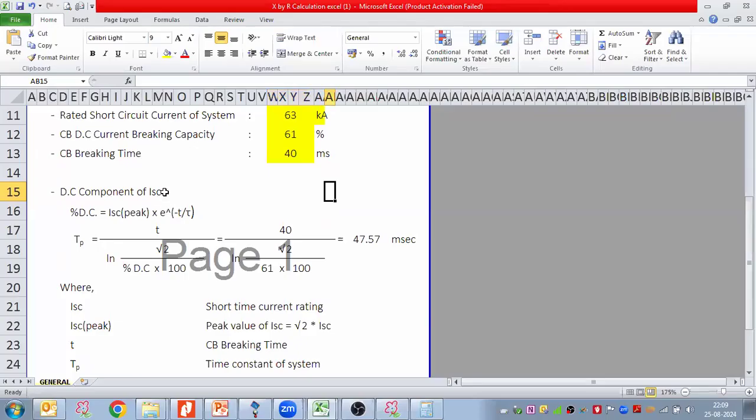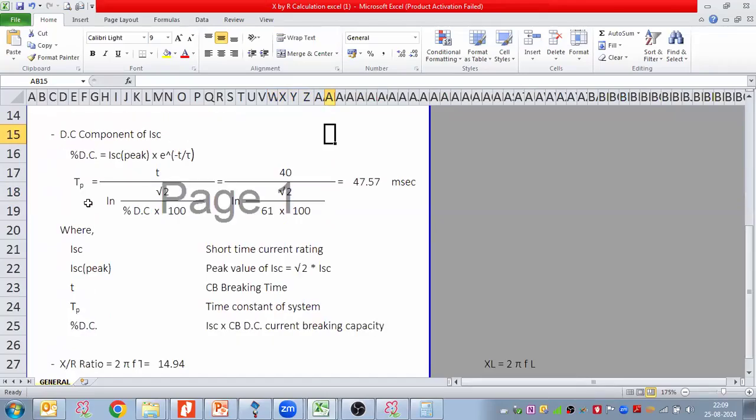Then the DC component of this short circuit current can be found: percentage of the DC equals ISCP times e to the power minus t divided by tau. That's the exponential equation that we follow. Tau is the time constant, the time required to decay the DC component. We rewrite this tau as TP, the time constant, equals t. Taking ln on both sides, t divided by square root 2 ln of percentage DC times 100.